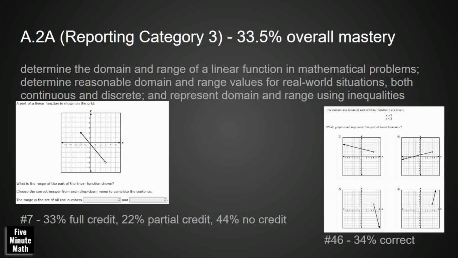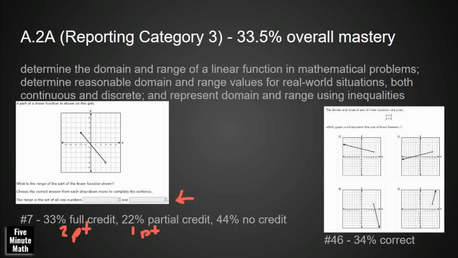All right, so we did a little bit better on A.2a, domain and range of linear functions. You would think this is pretty simple, but only 33.5% overall mastery, and you see both problems were kind of difficult. Okay, so we had an inline choice right here on number 7. So if you add, this is the 2 points, you get them both correct. 22% got 1 correct, so that's still only 55%. That's not very good. 44% got no credit, right?